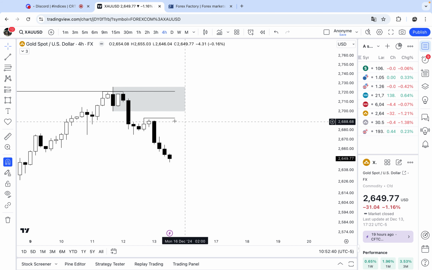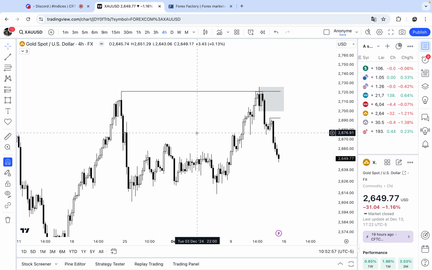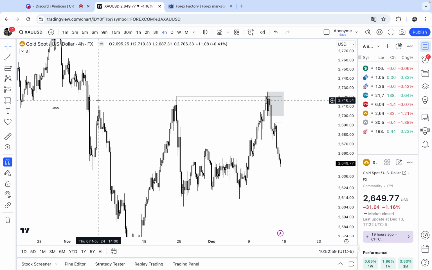CRT inside this zone. If I see a CRT here, I'm gonna enter sales. That's it. All right. So you get the market structure.